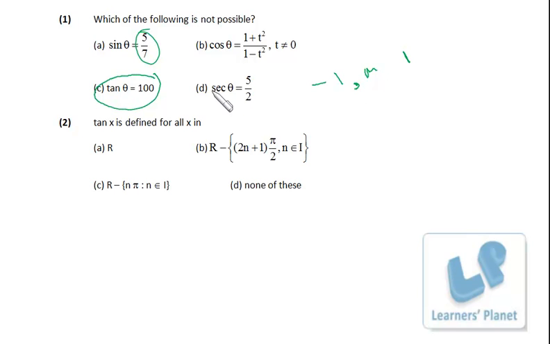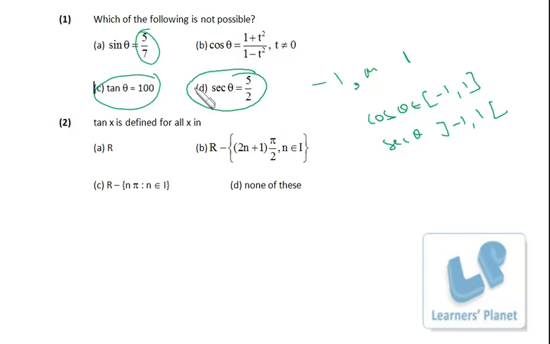As I discussed the case of cosec theta, the same is with sec theta, because cos theta lies between -1 to 1, so sec theta will be less than -1 or greater than 1. All the values which are less than -1 or greater than 1. So sec theta can be greater than 1. So this is also possible.